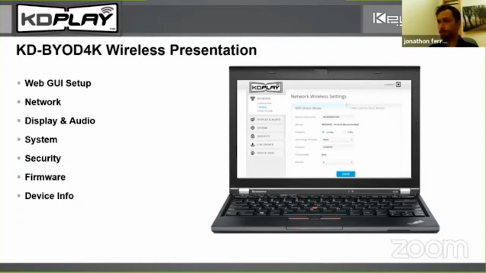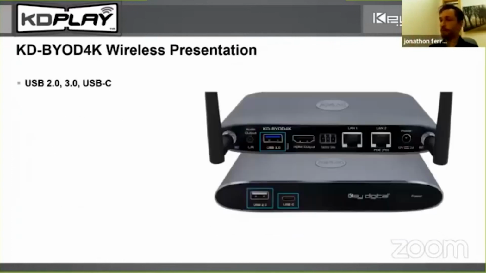You could adjust your network settings, your display and audio settings, system settings. For example, you could even add your own custom background image for when nobody's casting. That home screen you see could be your company logo, for example, and many more. You could see all of those, the walkthrough of that in the quick setup guide that's available on the KeyDigital website.